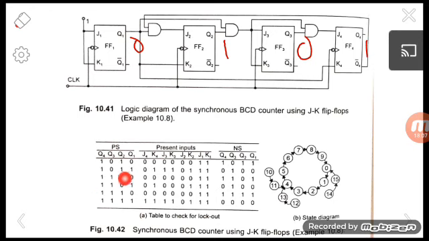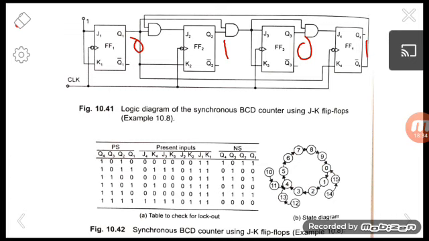And other invalid states are also there. For 1, 1, 0, 0, the next state is 1, 1, 0, 1, and for 1, 1, 0, 1 the next state is 0, 1, 0, 0. That is, 1, 1, 0, 0 means 12 and 1, 1, 0, 1 means 13. So when the invalid state 12 comes, after the next clock pulse it changes to 13, and again after the next clock pulse it changes to 4, which is a valid state for our counter.